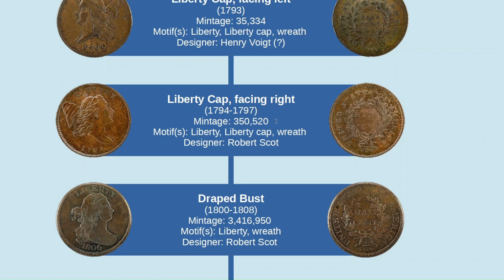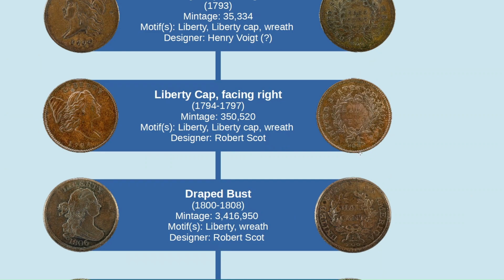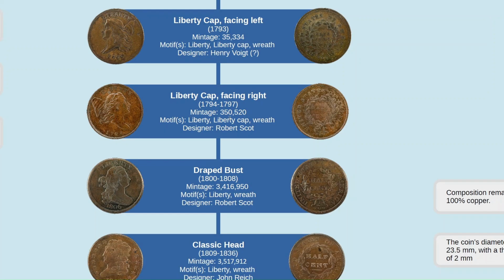The reverse also stays pretty much the same. The wreath is a little bit different, but it's just minor changes that they did. And in this picture, you can actually see the fraction a lot better. The designer for this one was Robert Scott. He would also end up designing the next version, which is the draped bust.